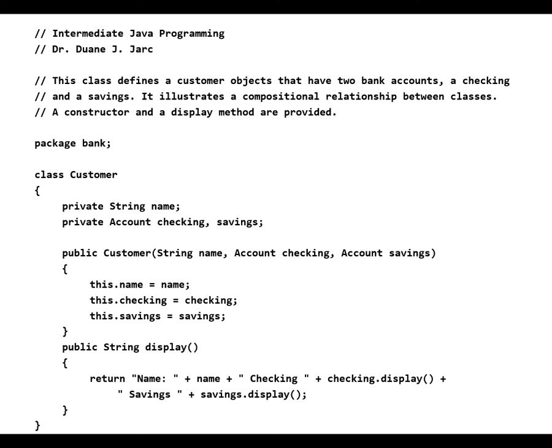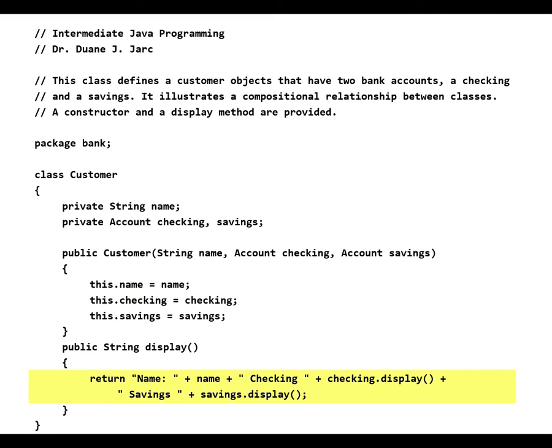So now let's examine the code associated with that UML diagram, beginning with the customer class. Notice that this class has two instance variables of type account. This is the composition relationship. A customer has two accounts. The constructor, like most constructors, initializes each of its instance variables using the supplied parameter that corresponds to it. Because the parameter names shadow the instance variable names, the reserved word "this" is needed in each assignment.